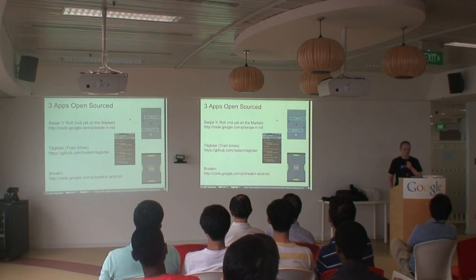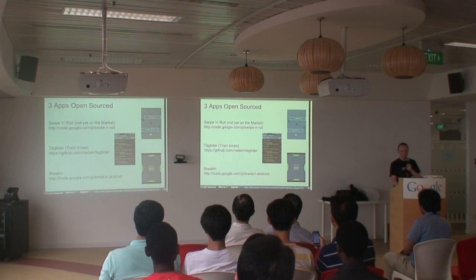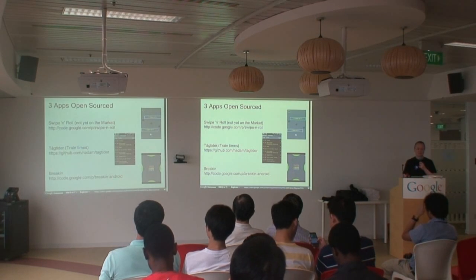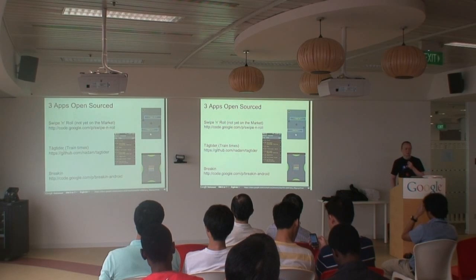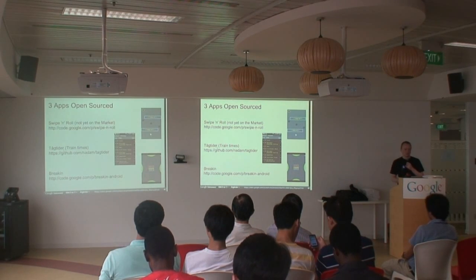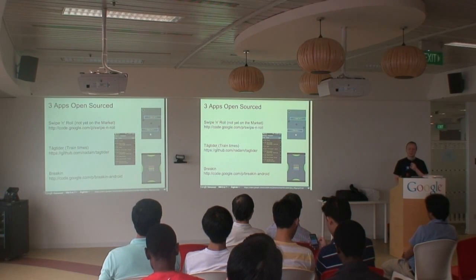And 3 of my apps are open source. You can find them at this location. It's 2 games, Swipe and Roll and Break In. And it's a Swedish app called Tågtider, which is for train times in Sweden. You don't have to write down all the links, because we'll publish these presentations afterwards.